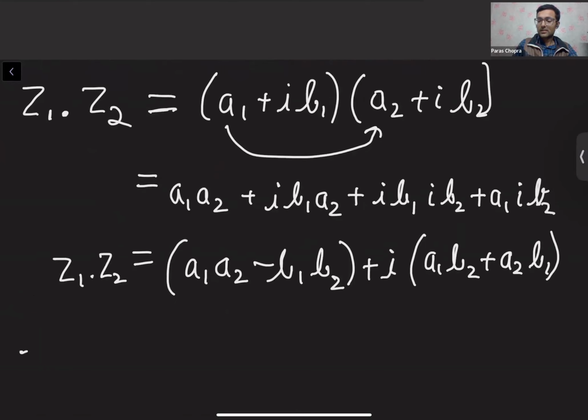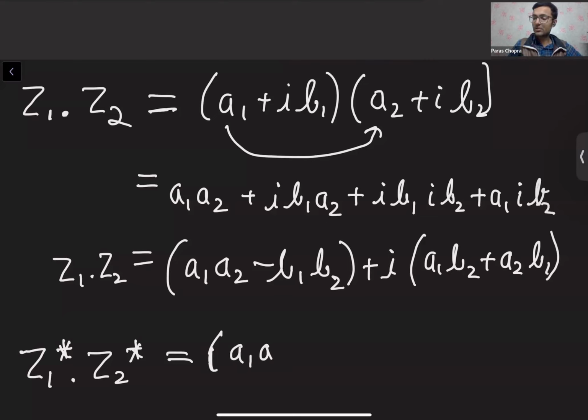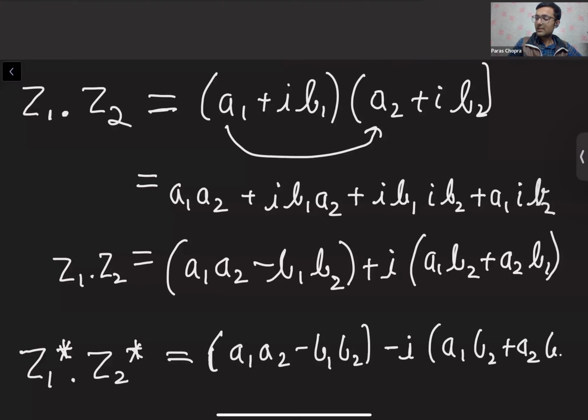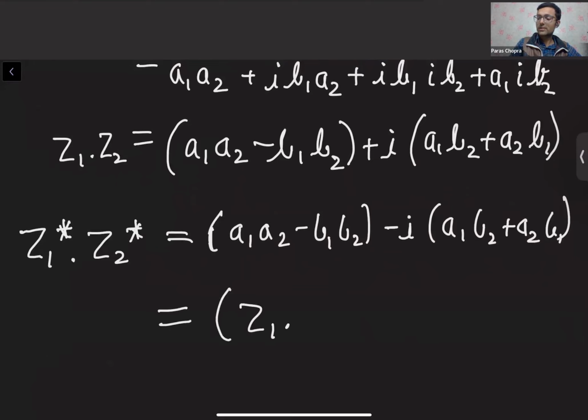ओके, अगर Z1 स्टार Z2 स्टार करना हो तो क्या आएगा आंसर? सिर्फ इमेजिनरी पार्ट पे माइनस आएगा, रियल पार्ट सेम रहेगा. सो इसका आंसर होगा A1 A2 माइनस B1 B2. रियल पार्ट चेंज नहीं होगा, बट इमेजिनरी पार्ट में नेगेटिव आ जाएगा. सो कैन वी से दैट this is also equal to the complex conjugate of Z1 dot Z2.